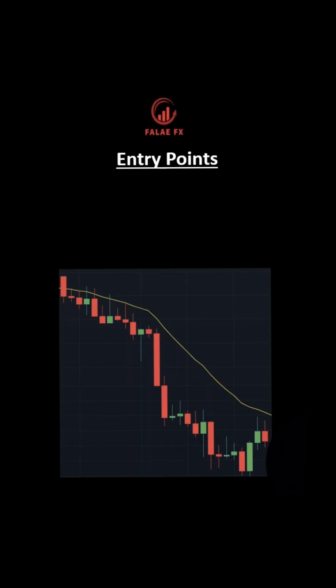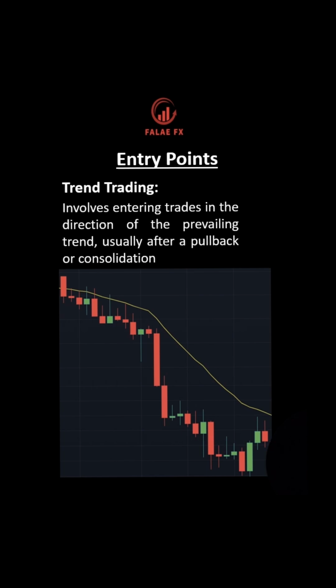So we'll start with the differences. Entry points. With trend trading, entry points involve entering trades in the direction of the prevailing trend, usually after a pullback or consolidation. As you can see here, the candlestick crossed and closed on the other side of the moving average, which is this yellow line you can see on top of the candlesticks. And every candlestick thereafter resulted in a lower low and a lower high. And that carried on until this candlestick here, which could be the early sign of a reversal in the trend.